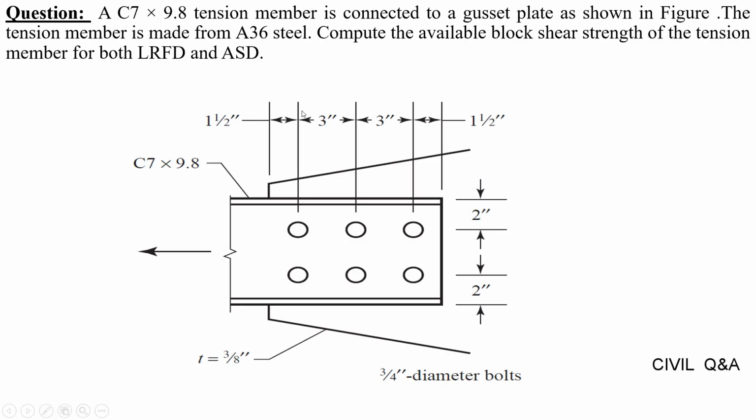In this video, we're going to calculate the block shear strength of a channel member. The question given to us is that a channel C7x9.8 tension member is connected to a gusset plate as shown in the figure. The tension member is made from A36 steel. We have to calculate the available block shear strength of the tension member for both LRFD and ASD.